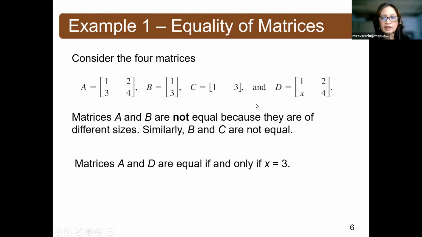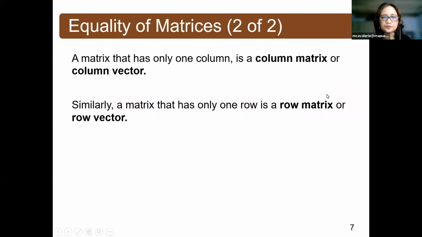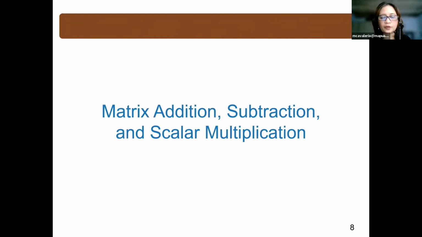Notice that A and D can only be equal if x is 2. Now, a matrix that has only one column is called a column matrix or a column vector. Similarly, a matrix that has only one row is a row matrix or row vector. Now, knowing the size of the matrix, we can try to operate on the matrices using matrix addition, subtraction, and scalar multiplication.